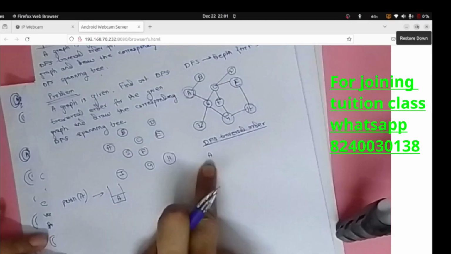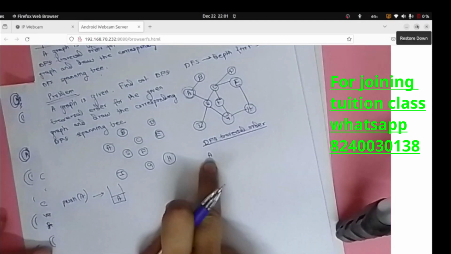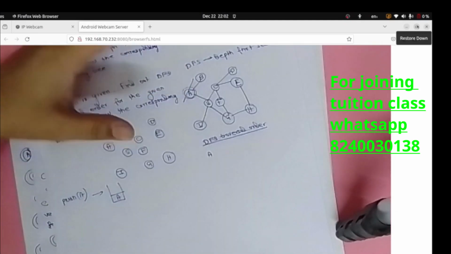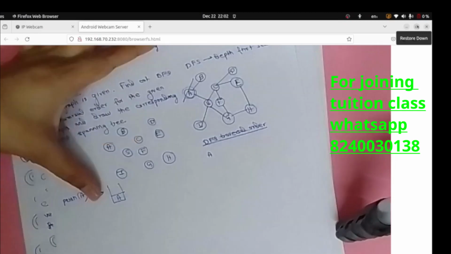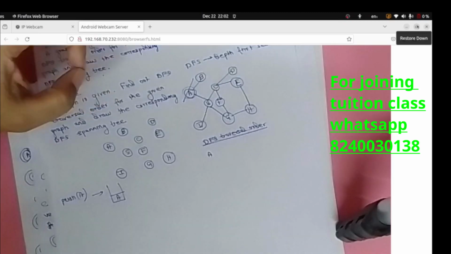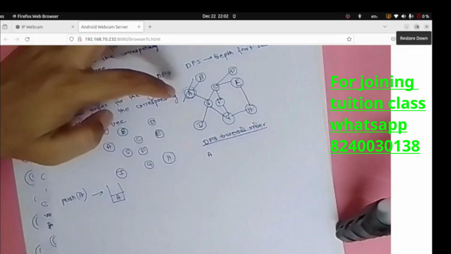And as we have pushed that vertex into the stack, that means we have visited the vertex. So this vertex will be marked as visited. So we make a cross here. Then there will be the next push operation. But in this next push operation, which vertex will be pushed into the stack? We have to take the unvisited neighbor vertex of A.